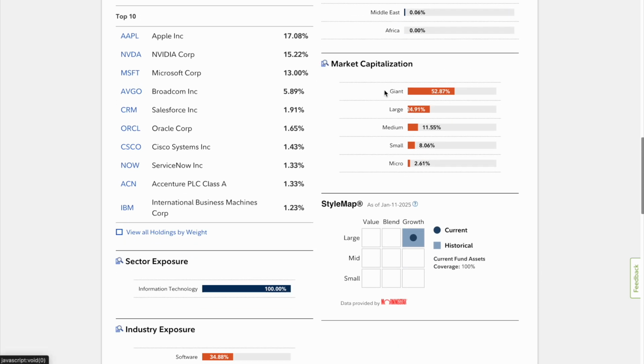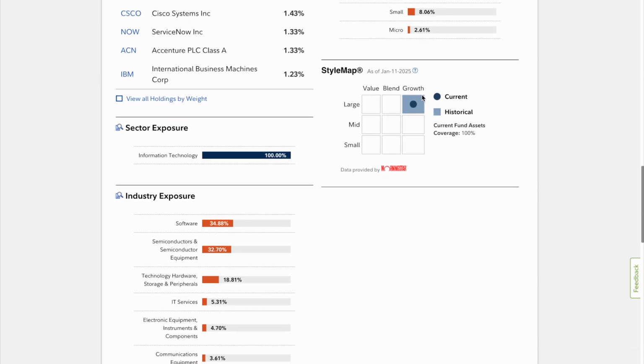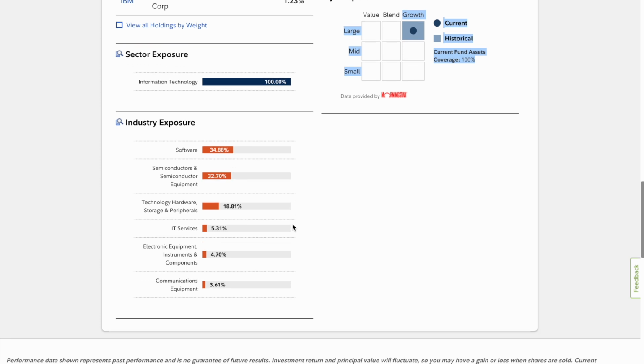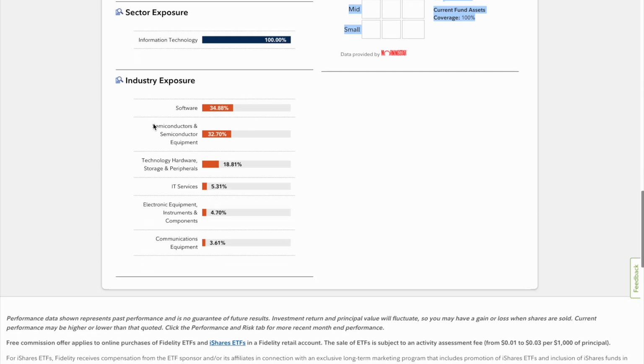And then you have your market capitalization: giant, large, medium, small, and micro. These are your diversification through here. Take a snapshot if you want. They're basically large cap and growth, same as FSELX, but this is where it differs. Look at the semiconductors and semiconductor equipment. That only makes up 32.7% for FTEC, and your software makes up more at 34%.